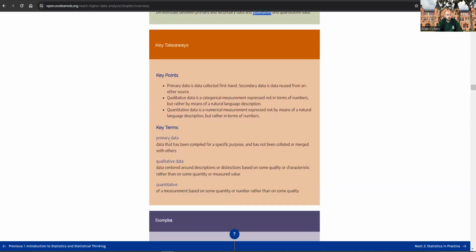Primary, qualitative, and quantitative. So primary data, another thing to add in the mix. That just means that you have collected the data for one reason. Typically, you're the one who has gone out and collected it firsthand, or your team, or whatever.